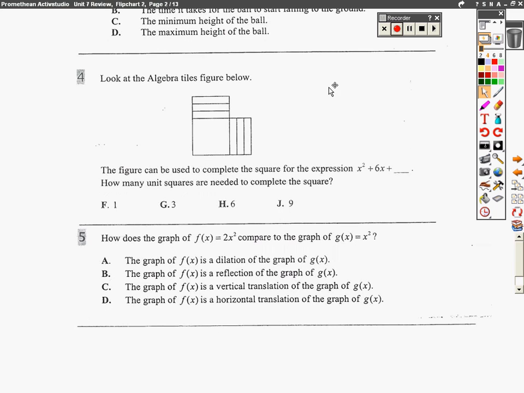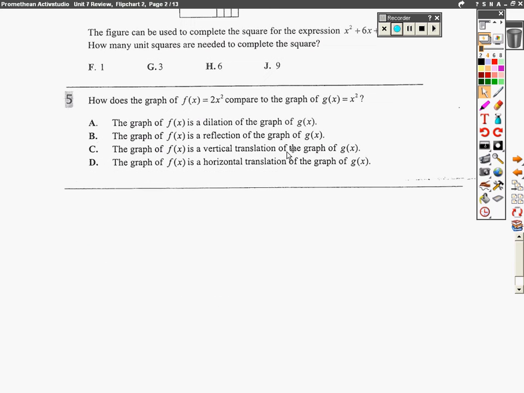This one, number 4, I told you can skip. Number 5, how does the graph of 2x squared compare to the graph of x squared? So we talked about that even though this isn't really in vertex form, the number in front of the x squared is the dilation. And dilation is going to tell you if it's skinnier or wider. So there's your answer right here. The graph of f of x is a dilation because of this 2 right out in front instead of a 1.